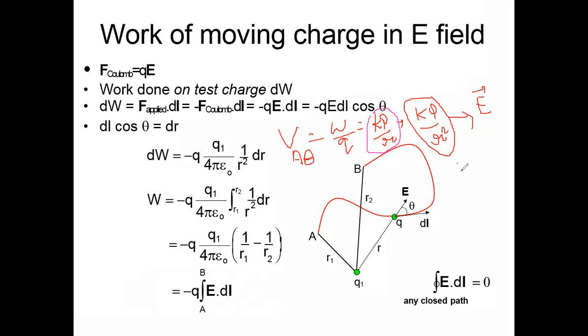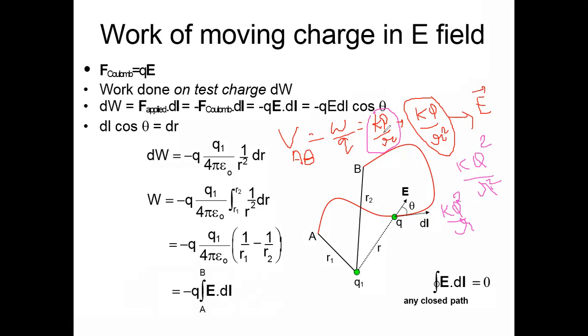Then KQ square by R square. This is the expression of which quantity? If there are two electric charges, force. And if I write KQ square by R, which quantity is this? This is electrostatic potential energy. Be careful.